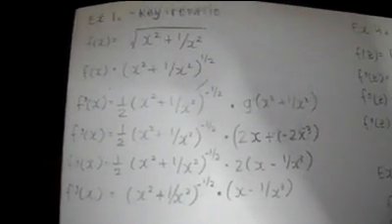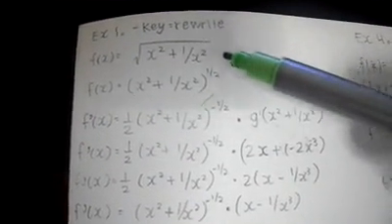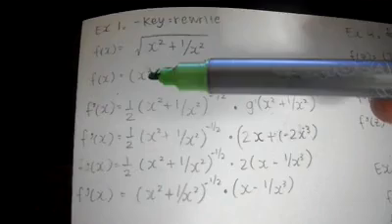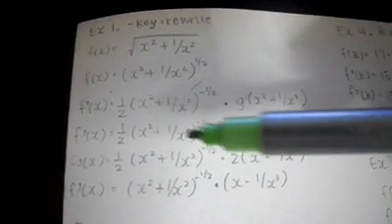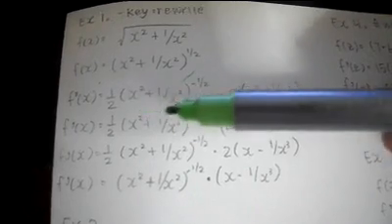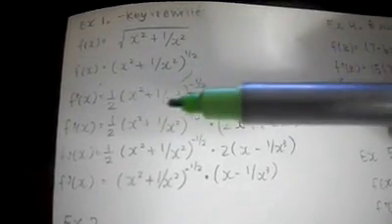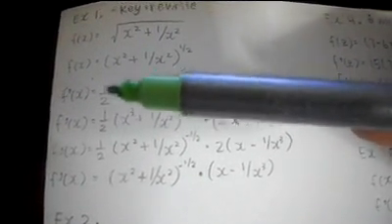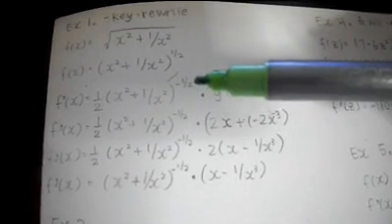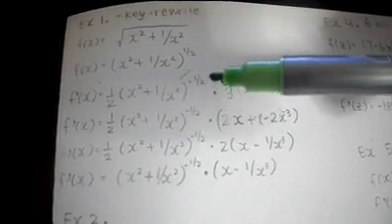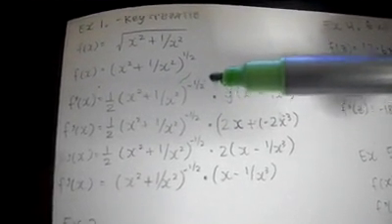Next problem, we have the square root of x squared plus 1 over x squared. This can be rewritten as x squared plus 1 over x squared, to the power of 1/2. Now we can find the derivative of the outside function, which is the power 1/2, and we get 1/2 times x squared plus 1 over x squared, to the power of negative 1/2. Remember that we have to subtract 1 from 1/2, which is why we have negative 1/2.